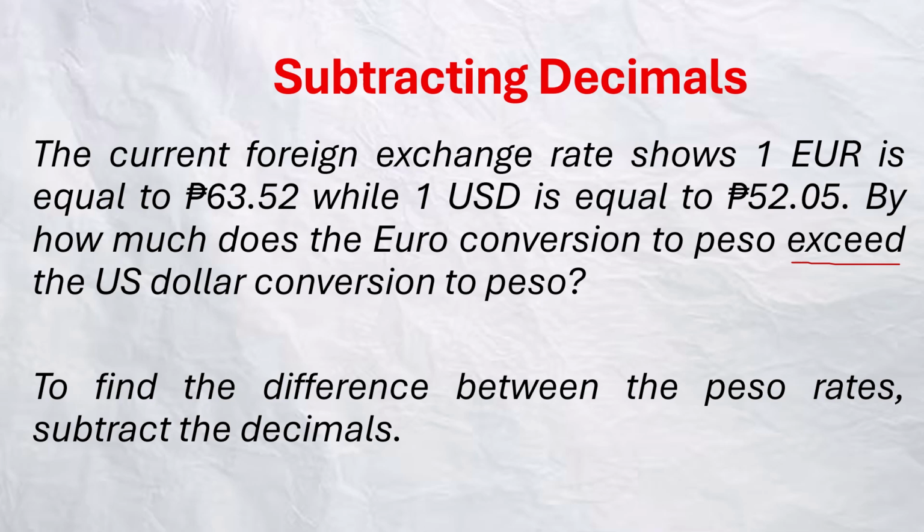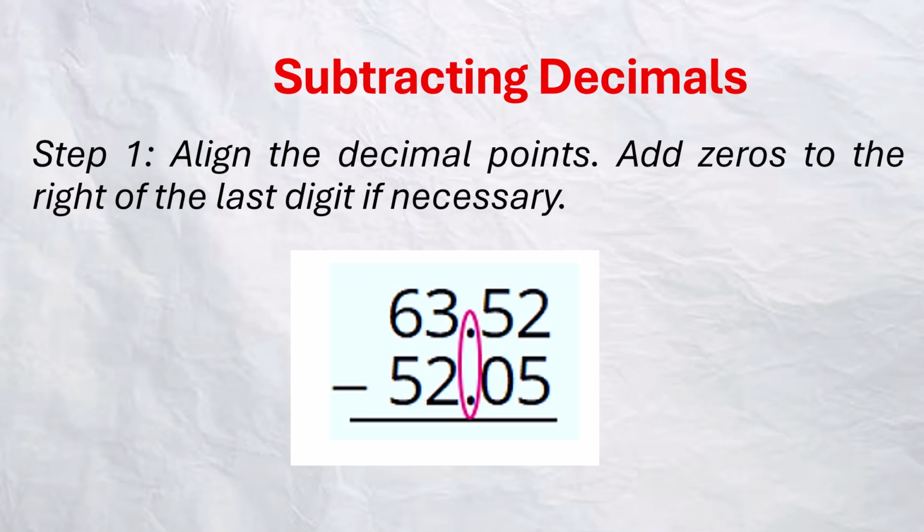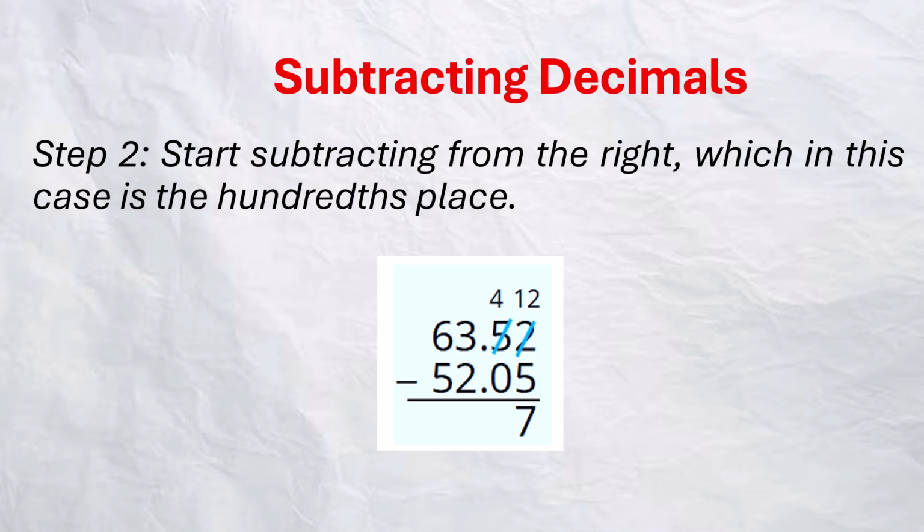To find the difference between the peso rates, we subtract the decimals. So here are the steps that we need to follow. Step 1, we have to align the decimal points. Add zeros to the right of the last digit if it is necessary. As you can see here, we have two decimal numbers, so we have to align the decimal point and the digits vertically. Step 2, start subtracting from the right, which in this case is our hundredths place.